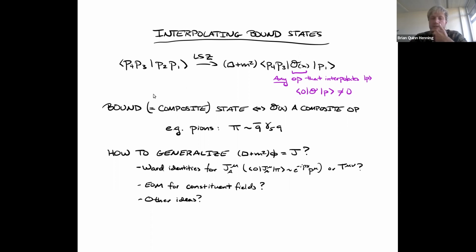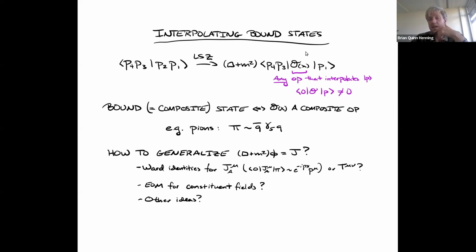And bound states, which generally means composite states, will generically require a composite operator for their interpolation, such as for pions, where you can use either q bar gamma 5 q as the leading operator, or the axial currents or things like this.